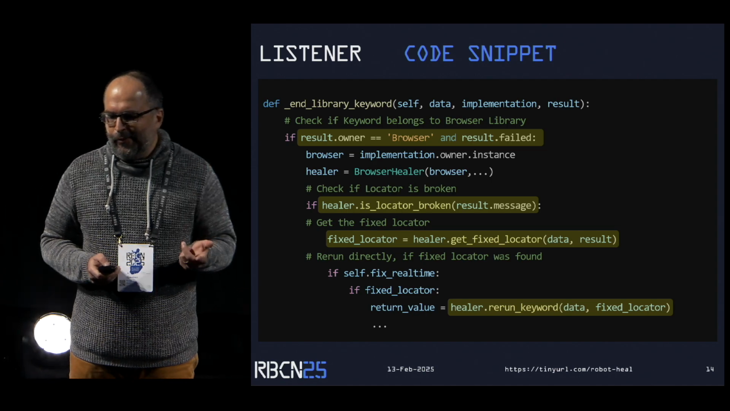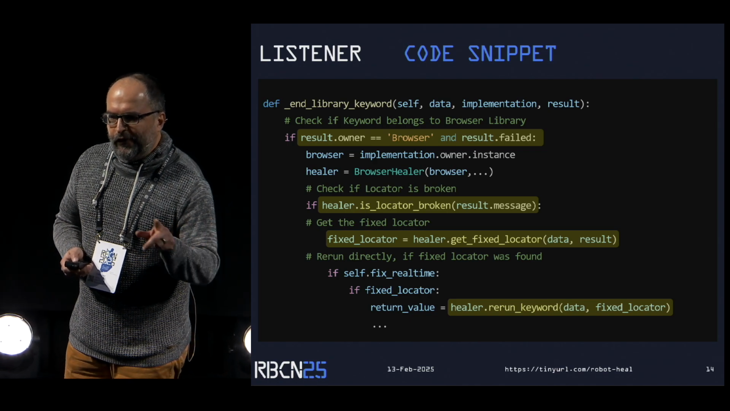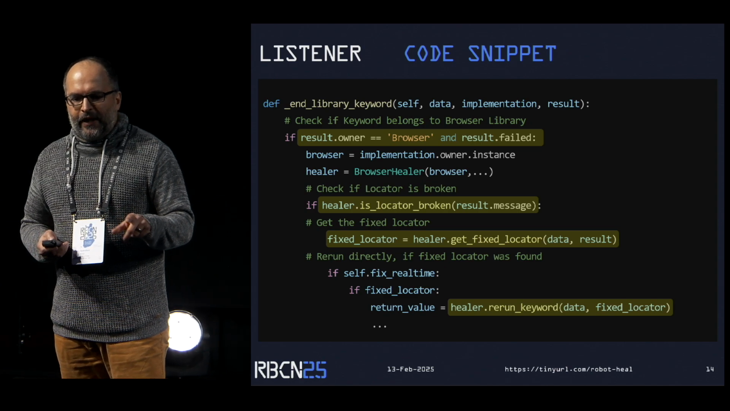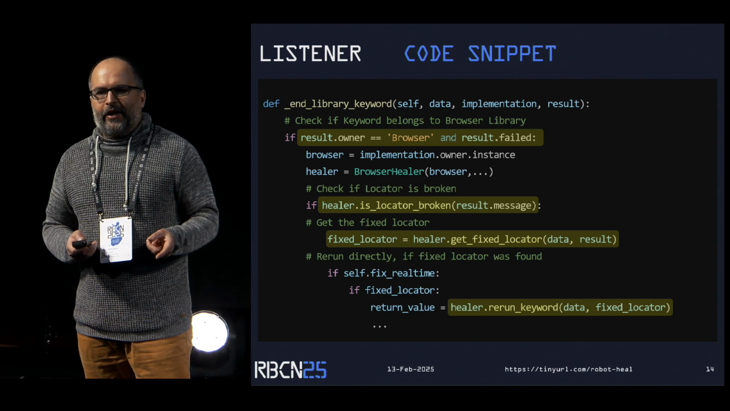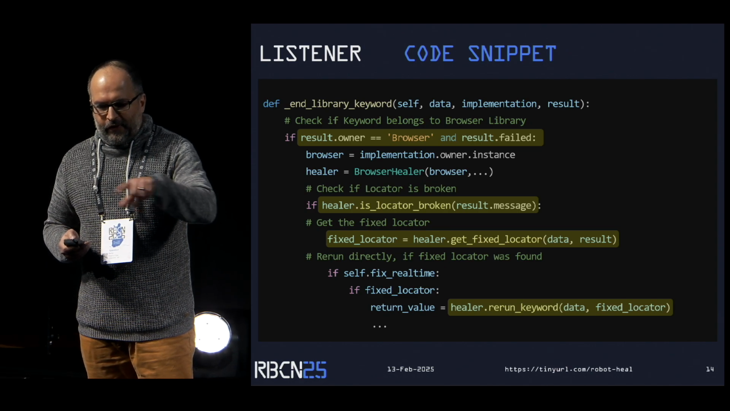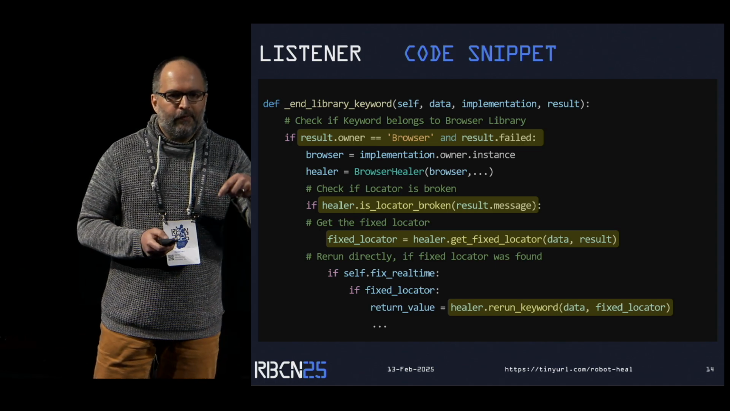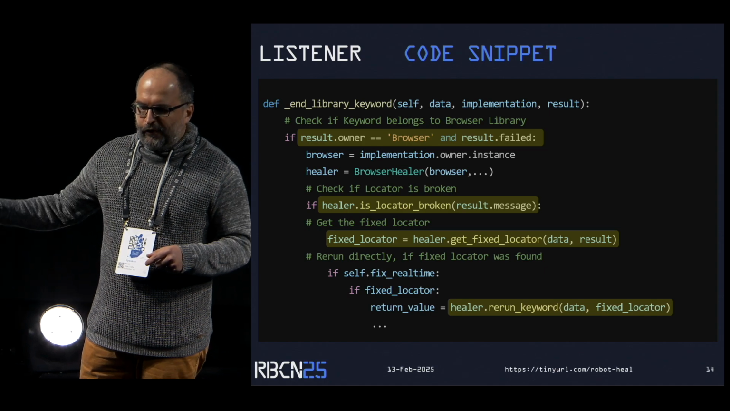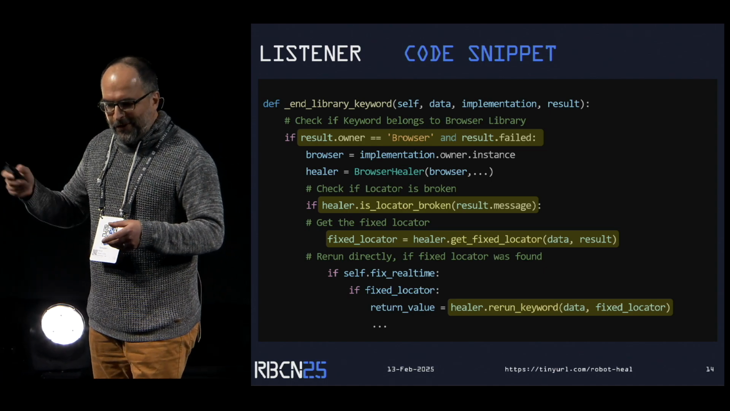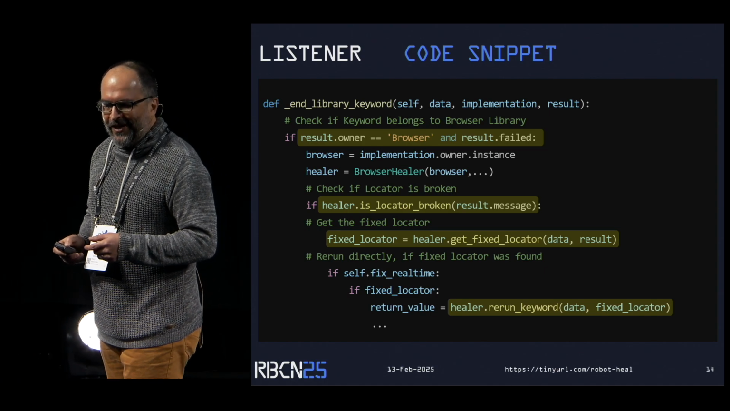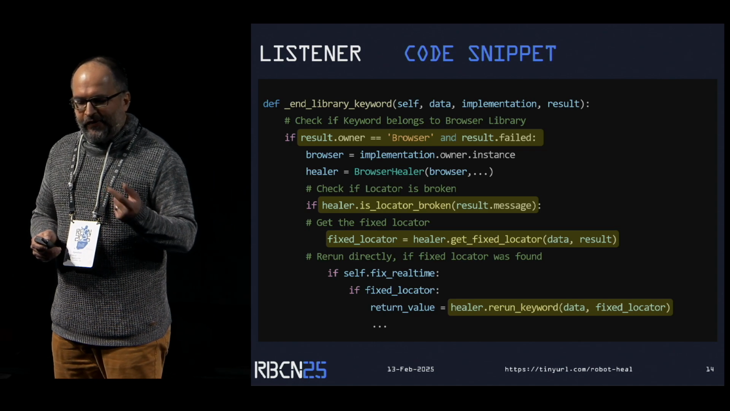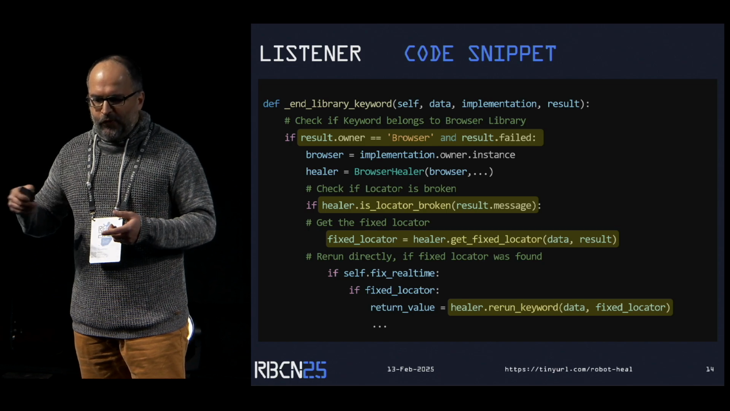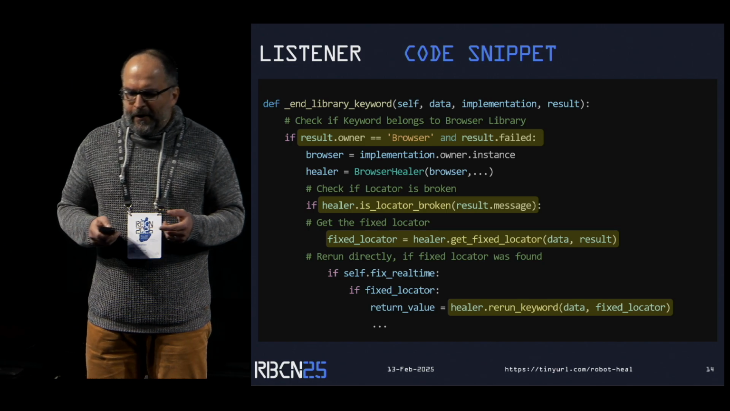So that's from the end library keyword here. And you see in the first highlighted row, we check, is the result status failed? And is the result owner the Browser library? Yeah, so this is like the entry point. Only then the self-healing becomes active. And then I'm getting the instance of the Browser library because I need to do some browser stuff in my test later. And I'm initializing an object from the browser healer. So this is a class which can do something like fix a locator.